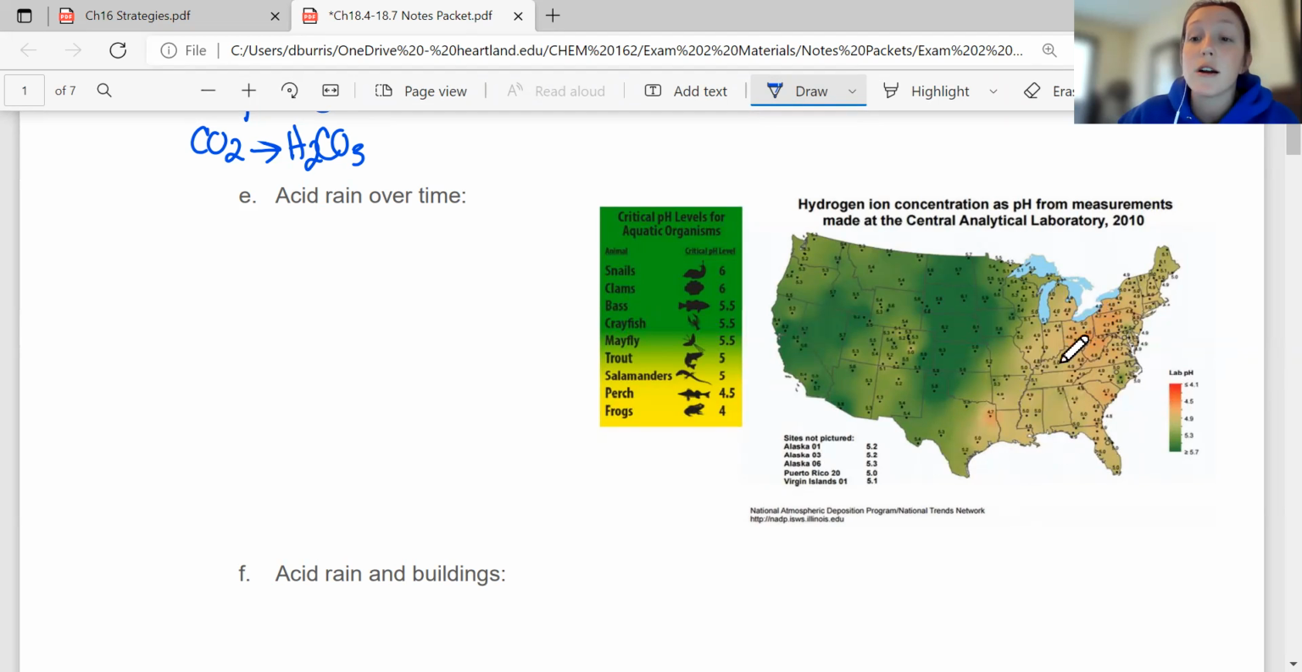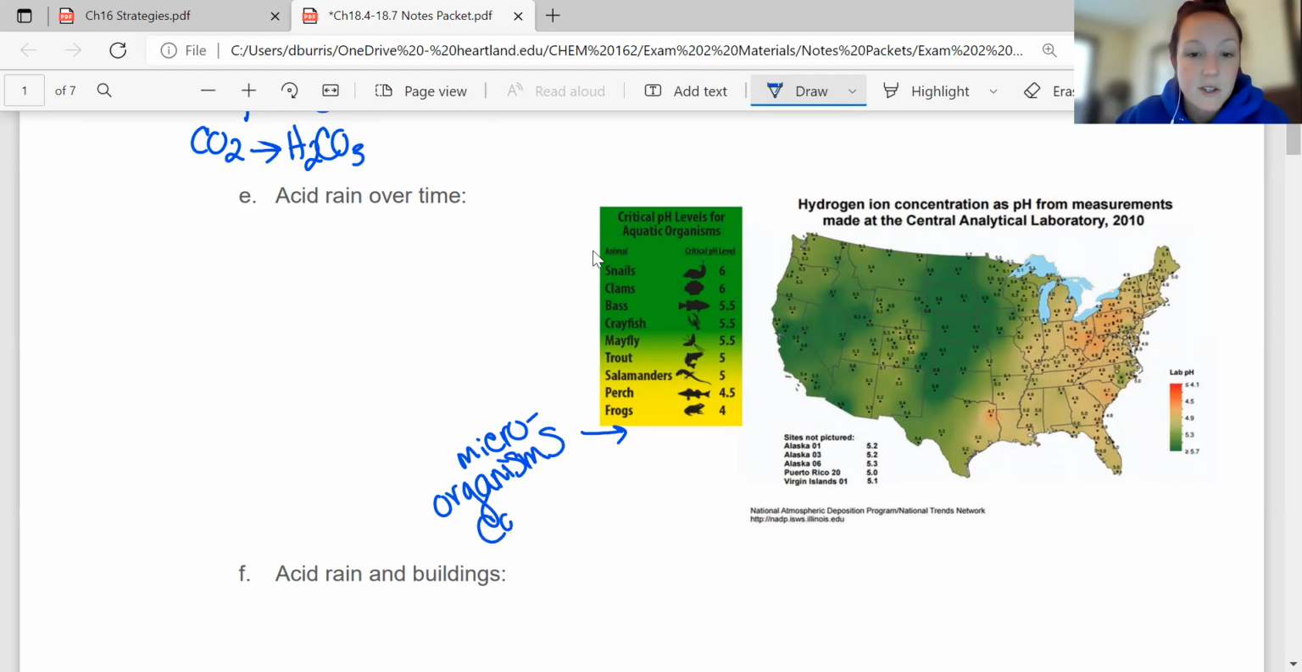So that for lakes and rivers and things is very acidic, because if you look at this pH levels for aquatic organisms, snails like to live at a pH of 6, clams are at 6, a lot of fish are at like 5.5. You start getting lower than that, they all start to die. Frogs can exist at a pH of 4. You go any lower and then even the frogs are gonna die. And then actually anything under 4, microorganisms can't exist under that. So microorganisms can't survive.